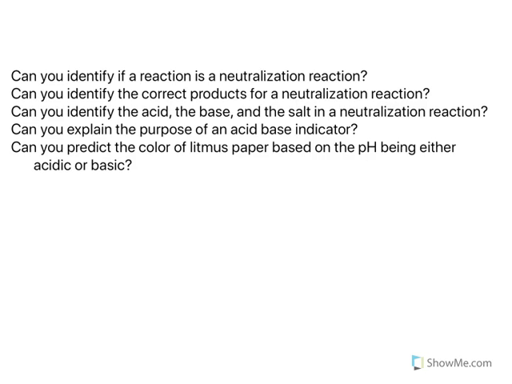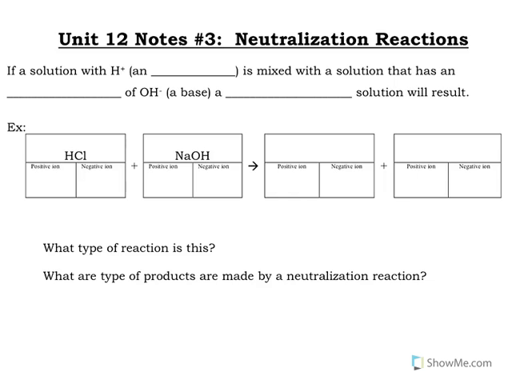Identify if a reaction is a neutralization reaction. Identify the correct products for a neutralization reaction. Identify the acid, the base, and the salt in a neutralization reaction. Explain the purpose of an acid-base indicator, and predict the color of litmus paper based on the pH being either acidic or basic. So let's go ahead and do a few notes. You should do these on your own paper.